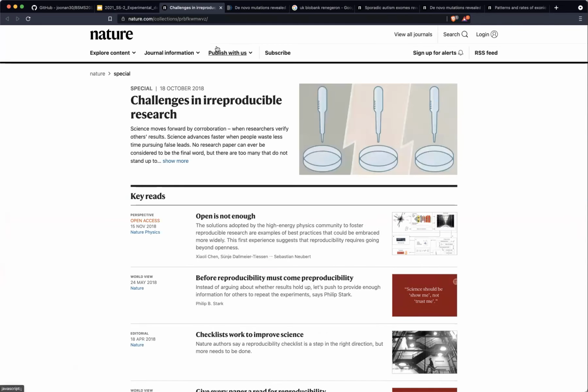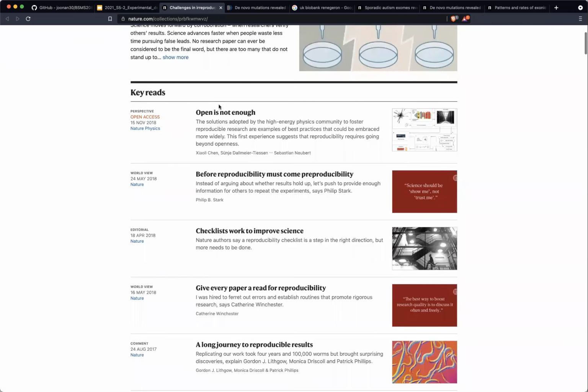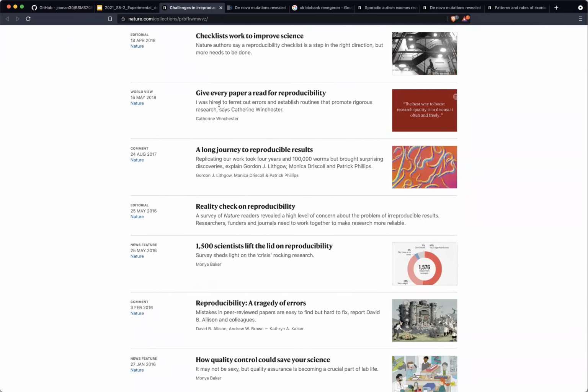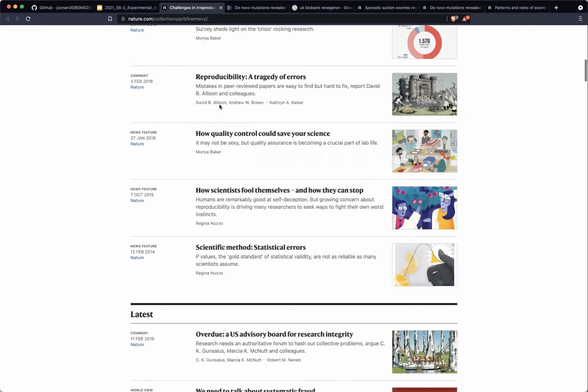So in 2008, Nature wrote lots of editorials and papers about reproducibility, because lots of people saw irreproducible results from individual studies, right? So yeah, if you have the time, you can read it.